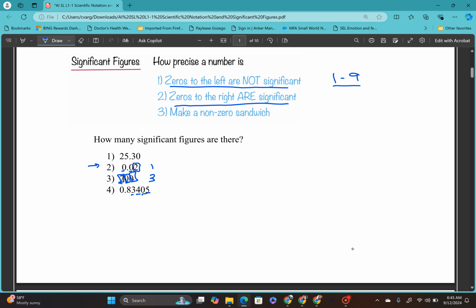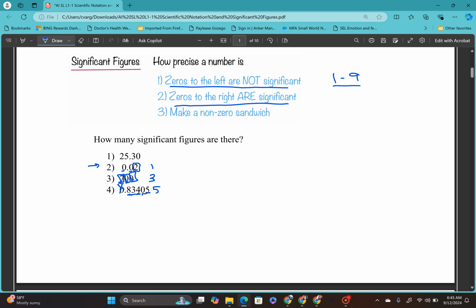4 is non-zero, 3 is non-zero, and 8 is non-zero. So now let's check this 0 right here, right? We have to go back to rule number 1. Zeros to the left are not significant. So there are 1, 2, 3, 4, 5 numbers that are significant here.